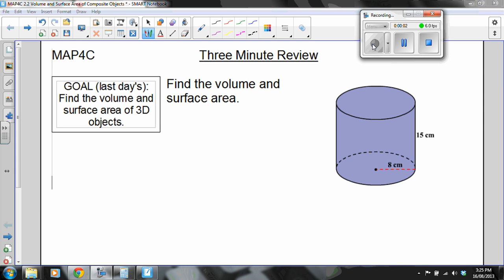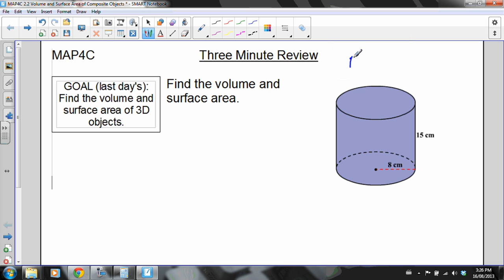This is MAP4C, day 12, lesson 2.2 on volume and surface area. Last day we were just calculating volume and surface area of regular shapes, and today it's going to be composite objects, objects that have been sort of put together, and we'll have to break them into their routine shapes.